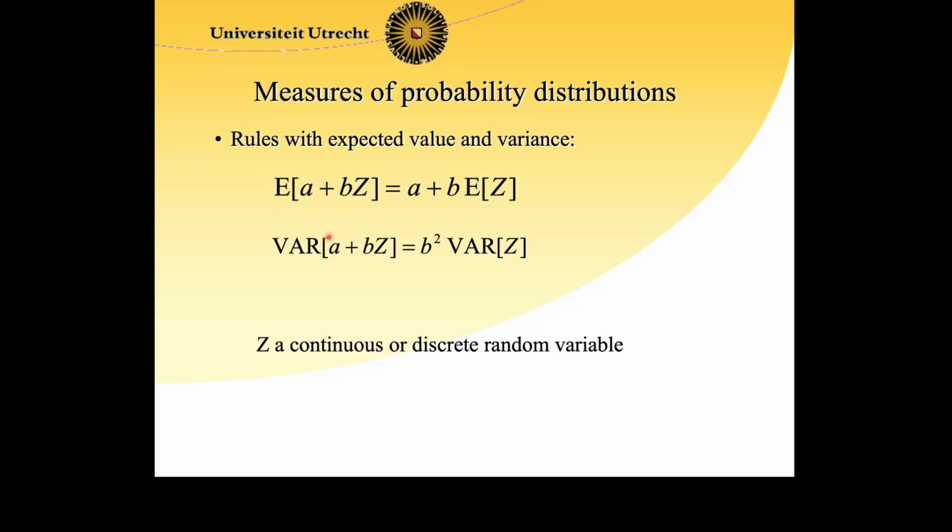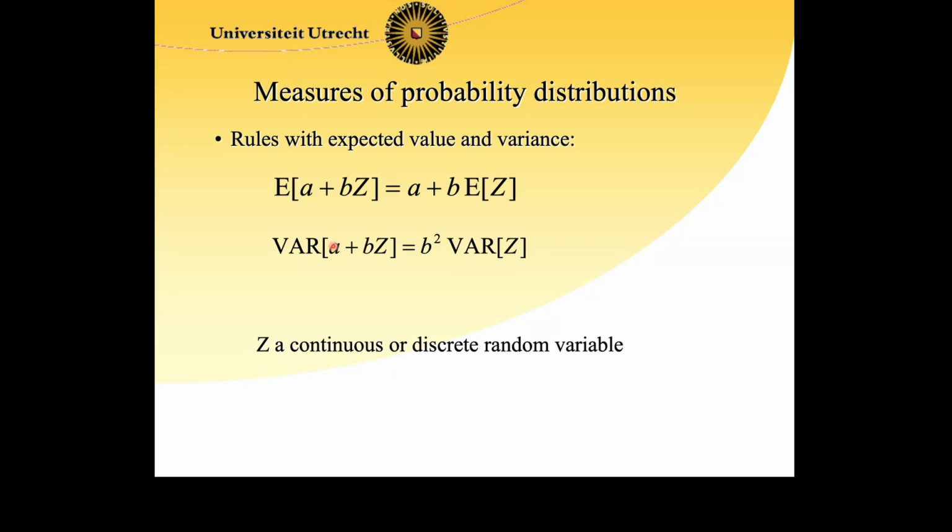When it comes to the variance, any constant inside the variance operator disappears, because when calculating the variance, we're also subtracting the mean. So this is why these two A cancel. And any deterministic prefactor, in this case B, can be placed in front of the variance operator, but then as a square. This is valid for Z, both continuous and discrete. So these two calculation rules are handy to know.